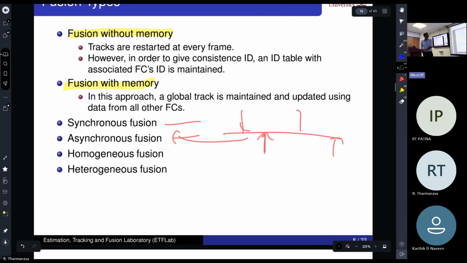Anyway, if I repeat this, fusion with memory means that in this approach, a global track is maintained and updated whenever the data comes in. Okay?